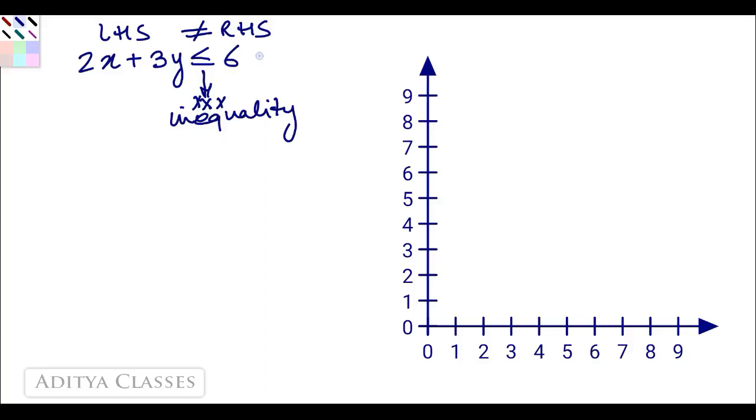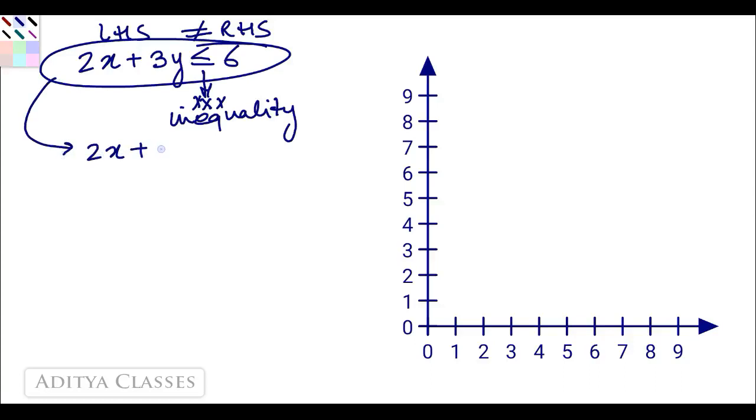So first thing is, we need to convert this inequality into equality. Very simple. 2x plus 3y, just ignore the less than sign. 2x plus 3y is equal to 6. So this inequality has been converted into equality. Right? So this is an equality. Now if you remember, we can solve this equation and find out certain coordinates on this.